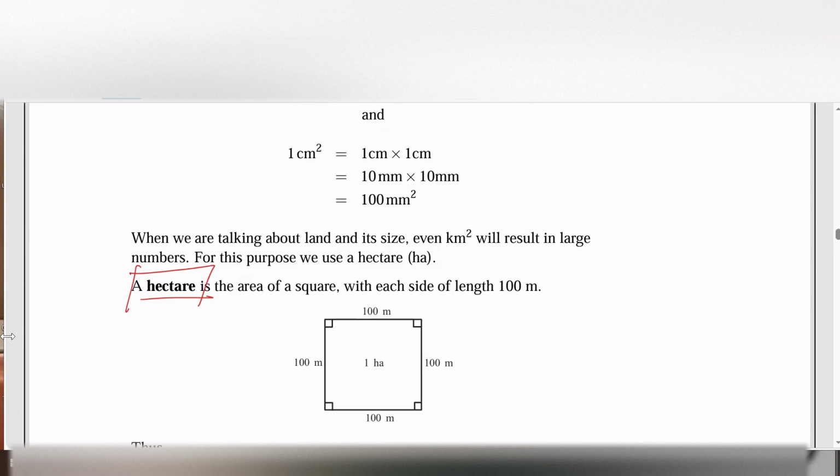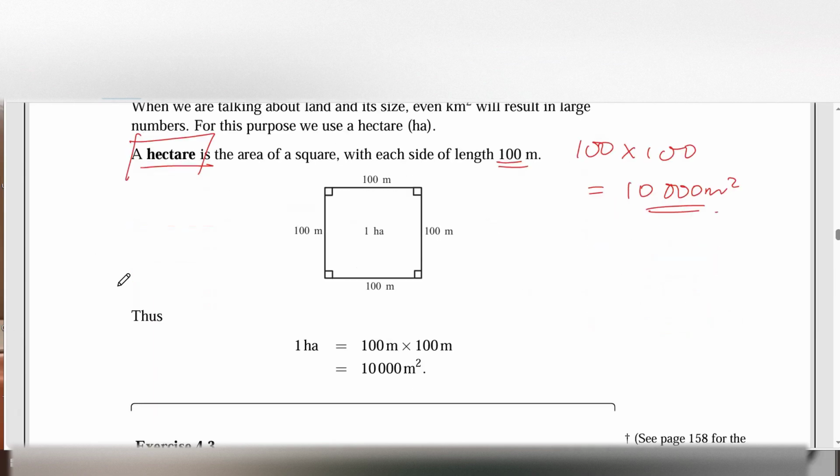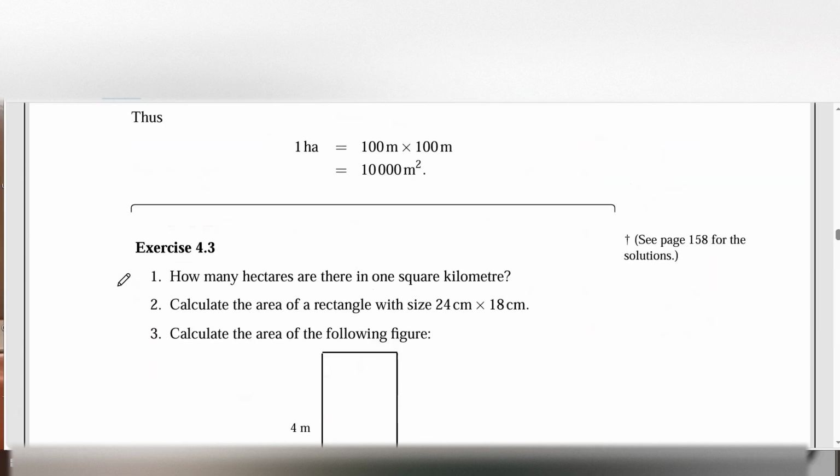So what we do, a hectare is just the area of a square with 100 meters each. So if we get 100 times 100, we're gonna get 10,000. If the area is 10,000 square meters, then that is 1 hectare. All right, then here is the question. How many hectares are there in 1 square meter?